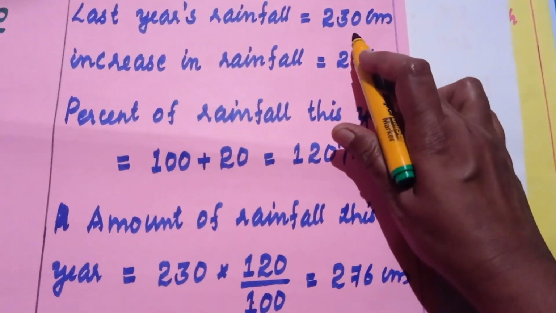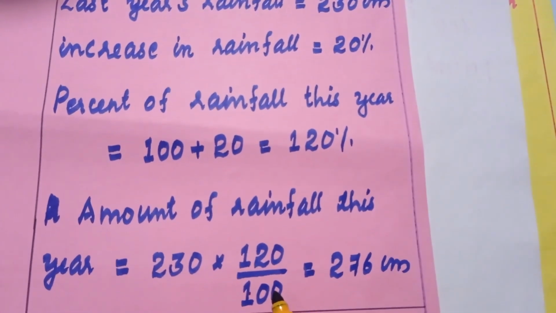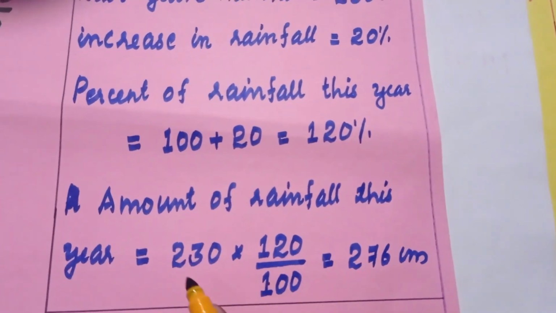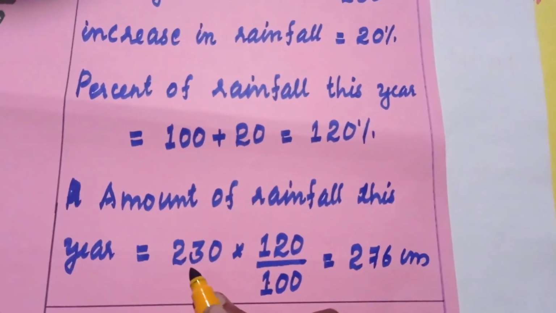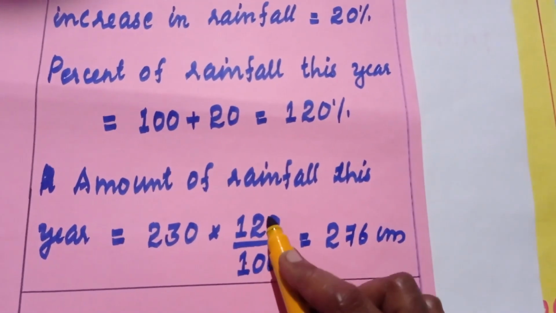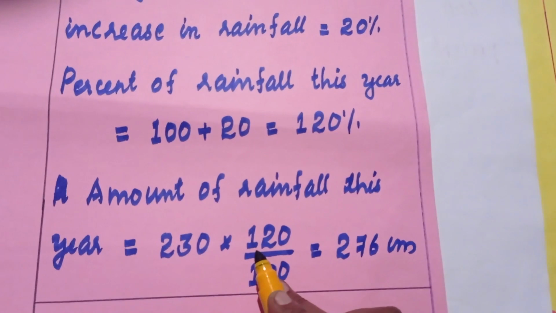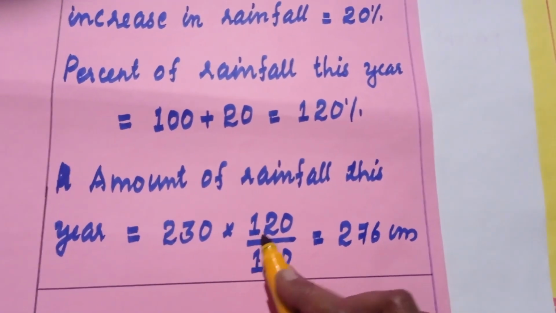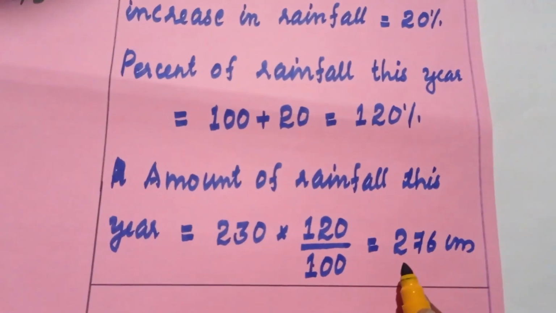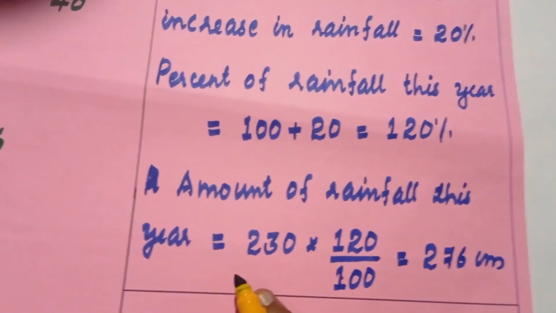Last year's rainfall is 230. Then 120% of 230, or 120 by 100 parts of 230. That is 230 into 120 by 100. Cut one zero here and one zero here. Then multiply 23 into 12. 23 into 12, we get 276 centimeters. 276 centimeters is the amount of rainfall this year.